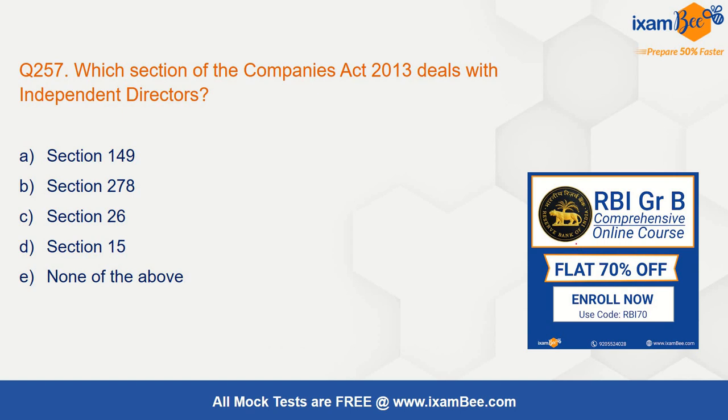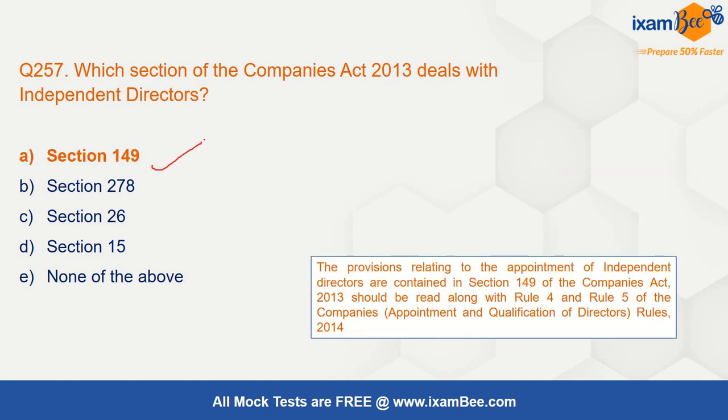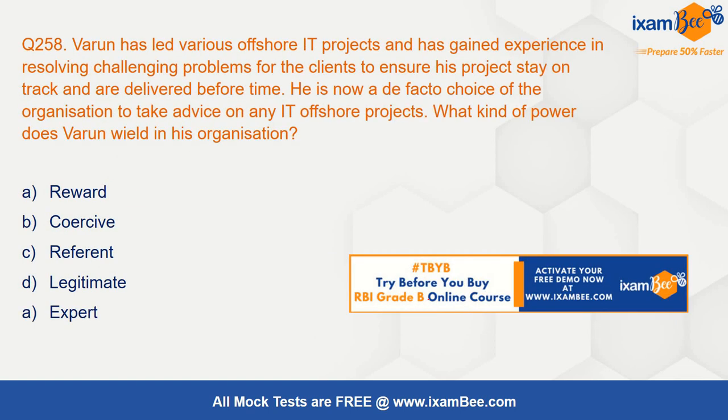Which section of the Companies Act 2013 deals with independent directors? Independent directors, the section is 149. I discussed also in some other question that the role of the independent director has become more and more important for corporate governance. So these type of questions come under the corporate governance topic. The provision relating to the appointment of the independent director was contained in section 149, 2013, which should be read along with rule 4 and rule 5.